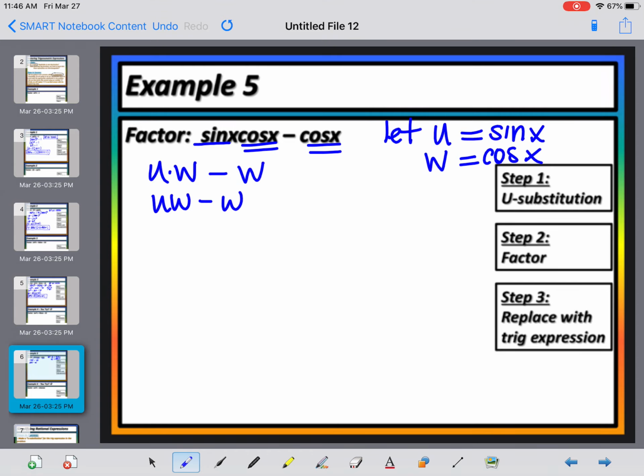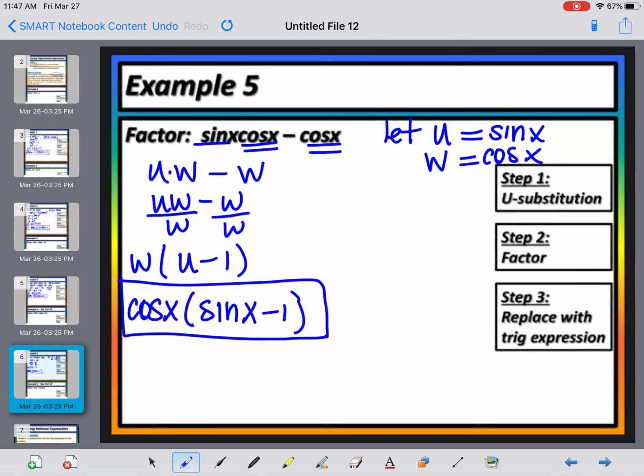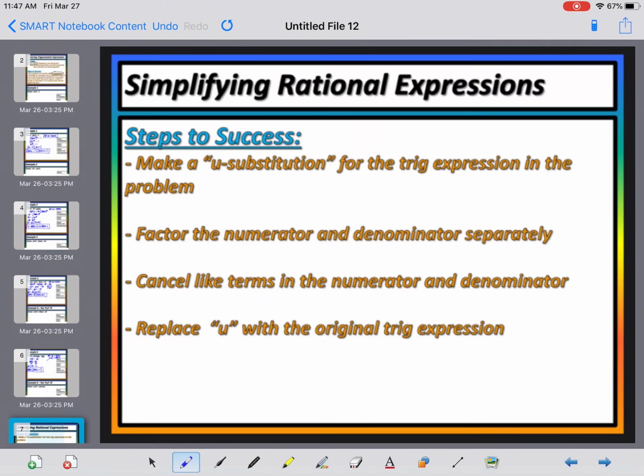So how am I going to factor this? I'm going to use a GCF. So I'm going to take GCF of w out. So I'm left with u minus 1. That's as factored as I can get. So I'm going to replace now. Cosine of x, sine x minus 1. So for every trig function that you have, you're going to make a separate substitution for it. So you can have more than one.